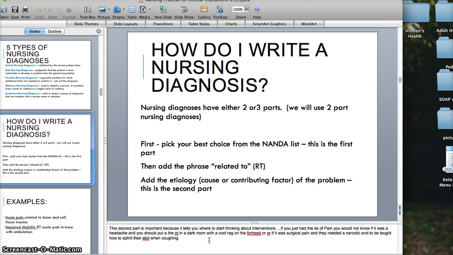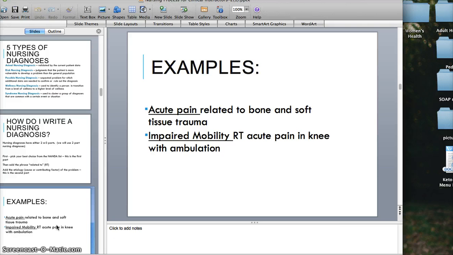If you just had the diagnosis of pain, you would not know if it was a headache and you should put a patient in a dark room with a cool rag on a forehead, or if it was surgical pain and needed a narcotic, and be taught how to splint when coughing, yada, yada, yada. That's just to help them understand.